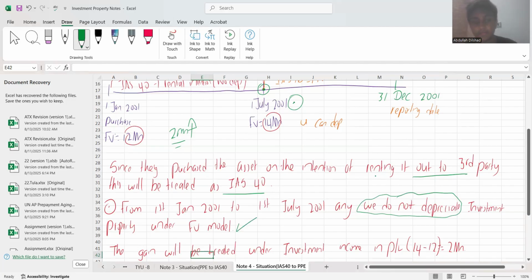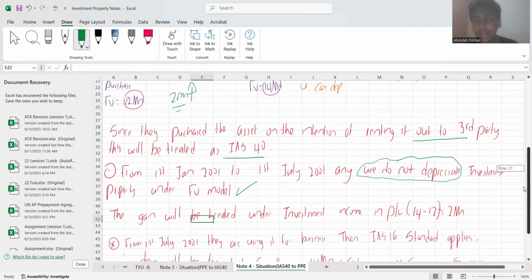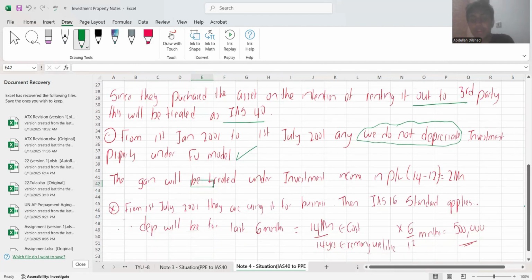Okay. Now, I told you all, right? There's a gain of 2 million. From 12 million, it is rising to 14 million within 6 months. That gain will be treated under investment income in your profit or loss.